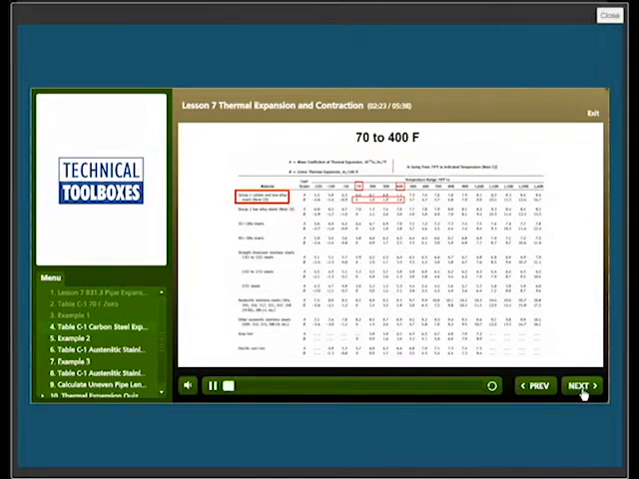Table C1. On the left, under material, we see the group 1 carbon and low alloy steels. To the right, we see 70 blocked in red, the neutral point. To the right of that, we see 400 blocked in red, the target temperature, or operating temperature if you prefer. Beneath that column, blocked in red, we see 2.8, as indicated in the previous answer. 2.8 inches of expansion from 70 to 400 degrees F.